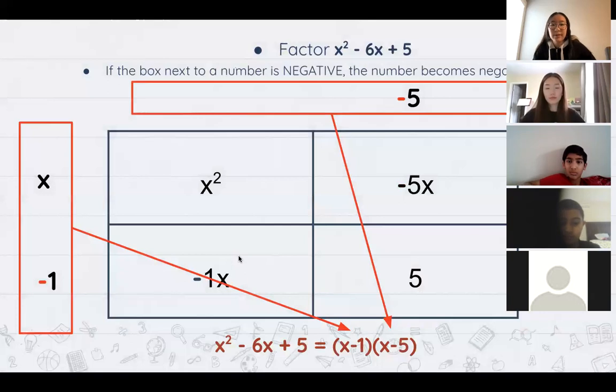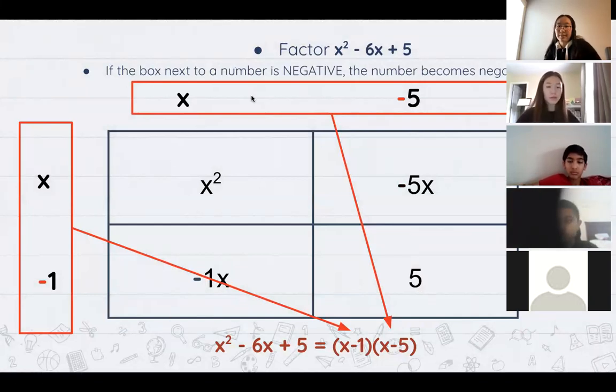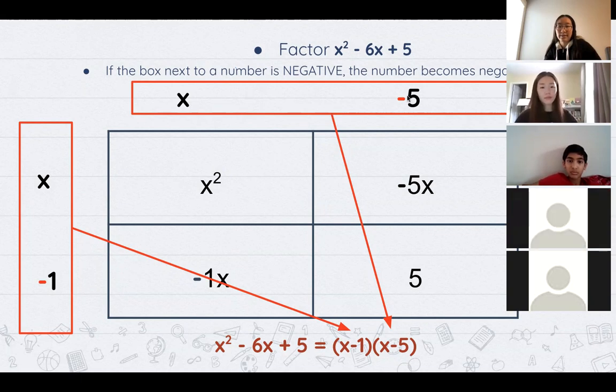Okay, now that we have that, we can use it to find the factored form. Basically, you just take the numbers at the top here, which are x and -5, and that becomes x minus 5. And the numbers at the side here become x minus 1. So the factored form is x minus 1 times x minus 5.